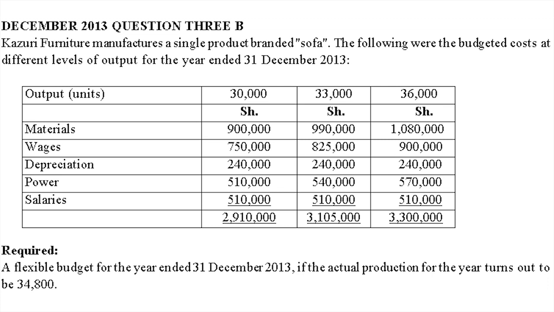We have depreciation, 240,000, 240,000, and 240,000. Power is 510,000, 540,000, and 570,000. Then salaries, 510,000, 510,000, and 510,000. So total 2,910,000, 3,105,000, and 3,300,000. Required: a flexible budget for the year ended 31st of December 2013 if the actual production for the year turns out to be 34,800 units. End of question.